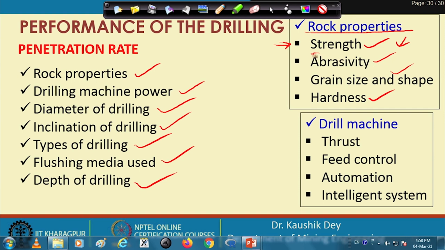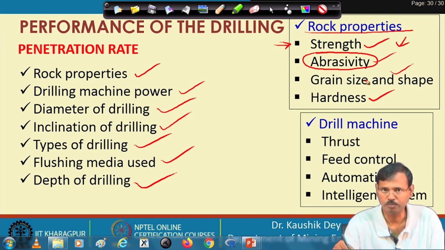Similarly, abrasivity is basically the measure of the loss of the drill bit, that is, how much the drill bit will be eroded because of the abrasivity of the rock. At the moment the bit becomes eroded, that means the tips of the drill bit are eroded, its sharpness will go and it becomes blunt. A blunt tip means the penetration rate will suffer. So, if the abrasivity is high, then your tip loss is more, and in that case you will get less penetration rate.